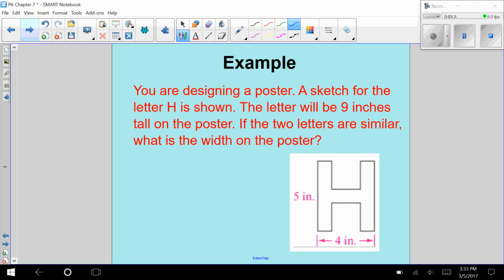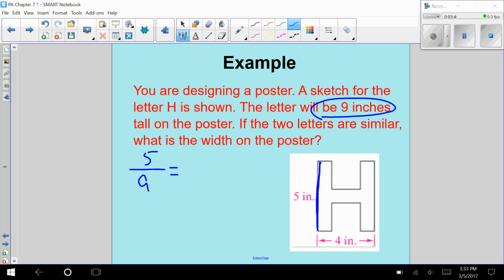Now we're going to apply this. You are going to design a poster, not in real life. A sketch for the letter H is shown. The letter will be 9 inches tall on the poster. If the two letters are similar, what will the width be on the poster? So basically what we're doing is we're taking our height, which we're given a height of 5, and we want to change that to 9.